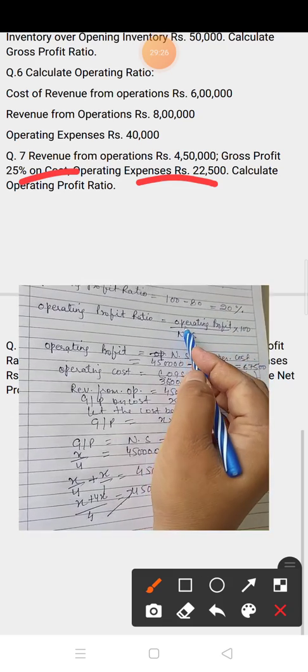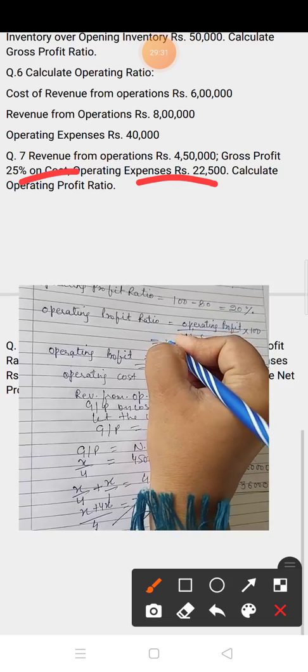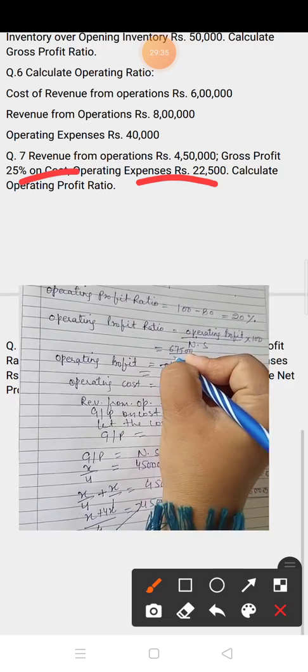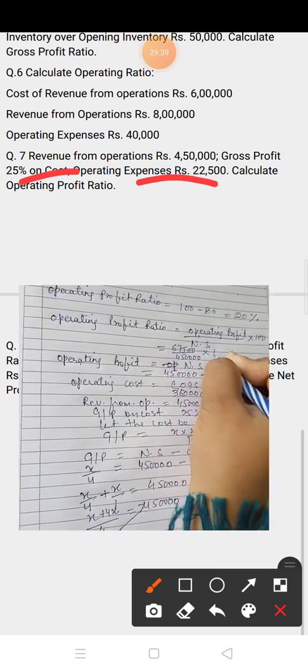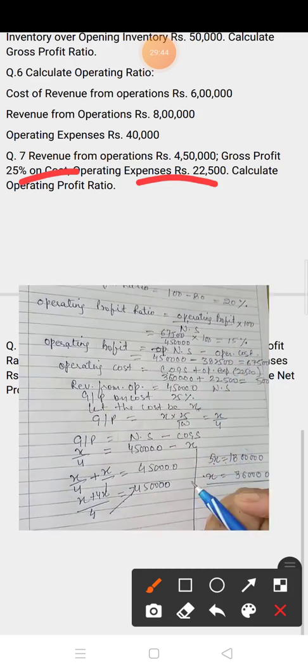Now you have to find out the operating profit ratio. So operating profit you have already done, 67,500 upon net sale. Net sale is 4,50,000 into 100, and the answer is 15%.